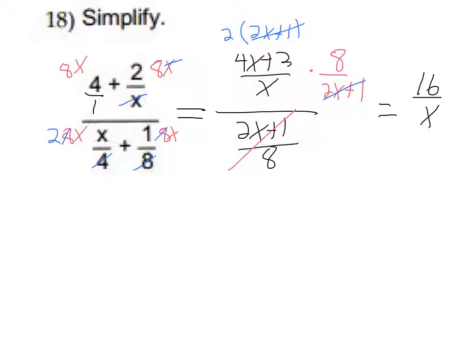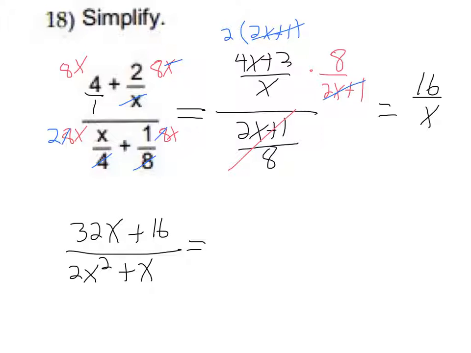leaving you on the top with 32x plus 16 over 2x squared plus x.